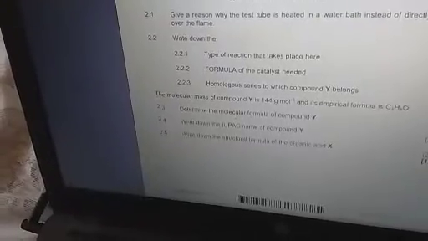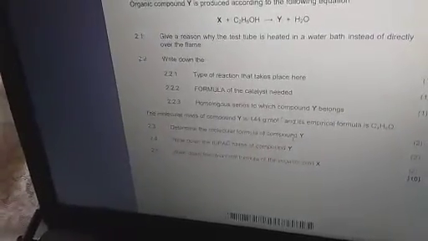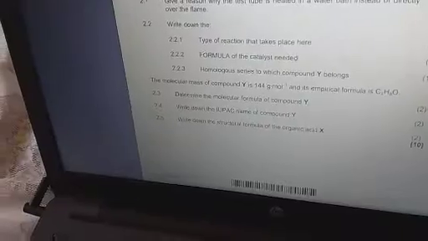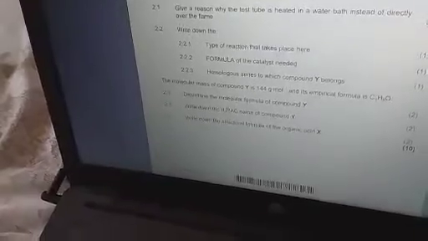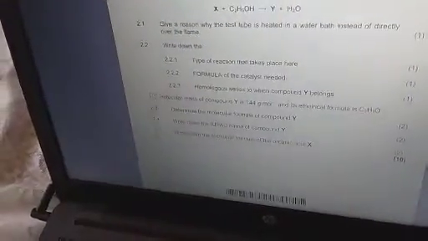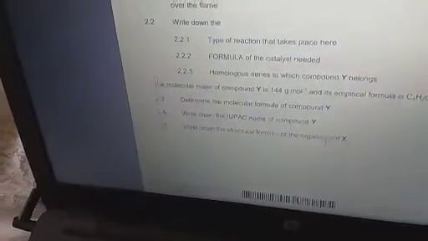Determine the molecular formula of Y. We haven't dealt with this one, so even this one will depend on that one, so we'll just skip this part. Write down the structural formula of the organic compound. Since you'll have this one, it's going to be easy to come up with the acid, if you know what that acid is.